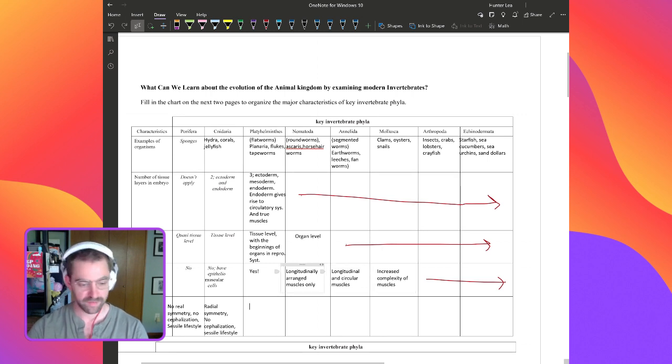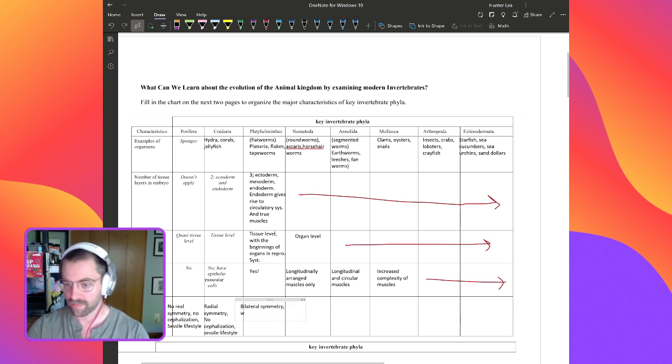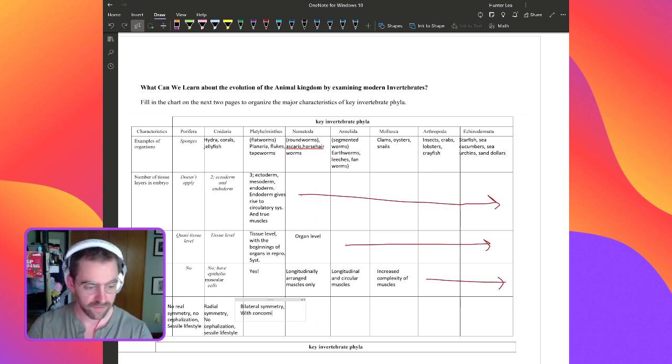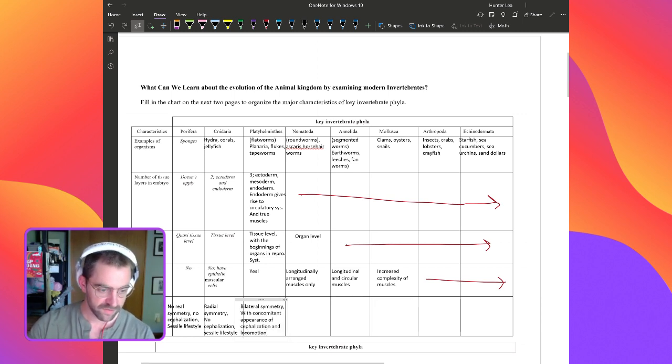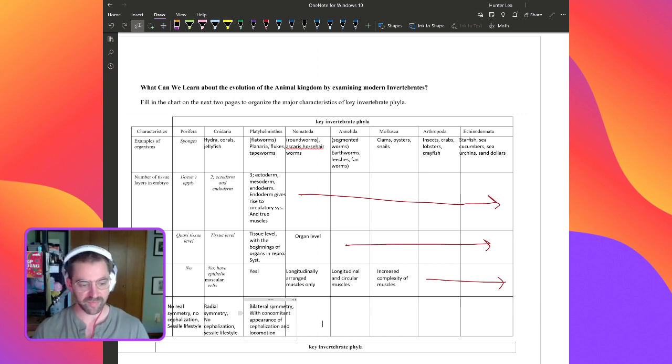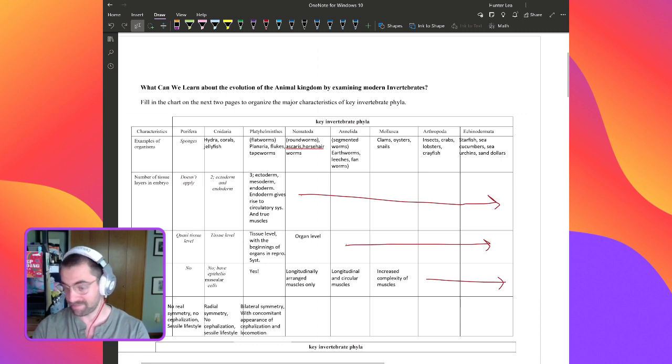Platyhelminths, we have the emergence of bilateral symmetry. Bilateral symmetry you will recognize because that's what we as humans have. With concomitant appearance of cephalization and locomotion. So with the arrival of bilateral symmetry in the evolutionary history of animals, we have the concomitant, or simultaneous basically, appearance of heads and self-directed motion. Now, which gave rise to which is something that you could debate.